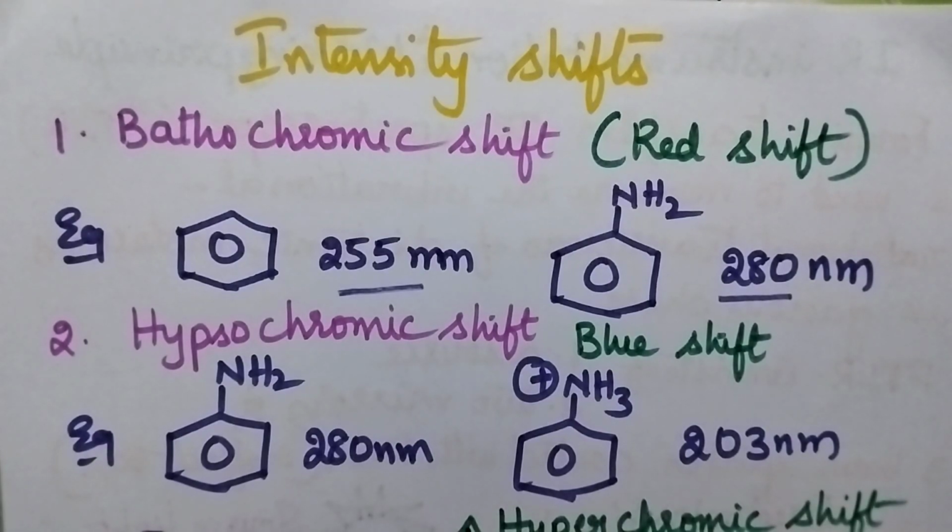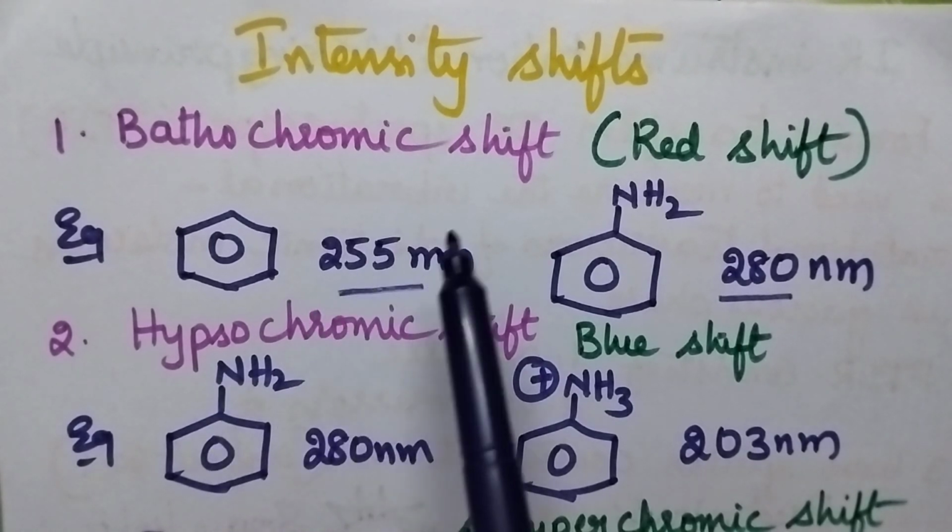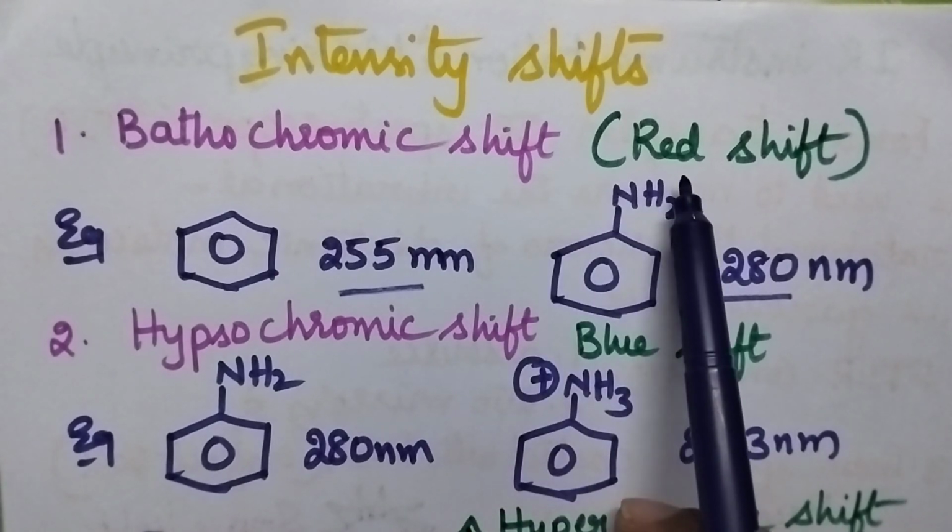In this video, I am going to discuss in brief about the intensity shifts, especially in the UV region. There are four important shifts. One being bathochromic shift, second one is hypsochromic shift, third one is hyperchromic shift, and the fourth one is hypochromic shift. So moving to the bathochromic shift, which is also known as red shift.